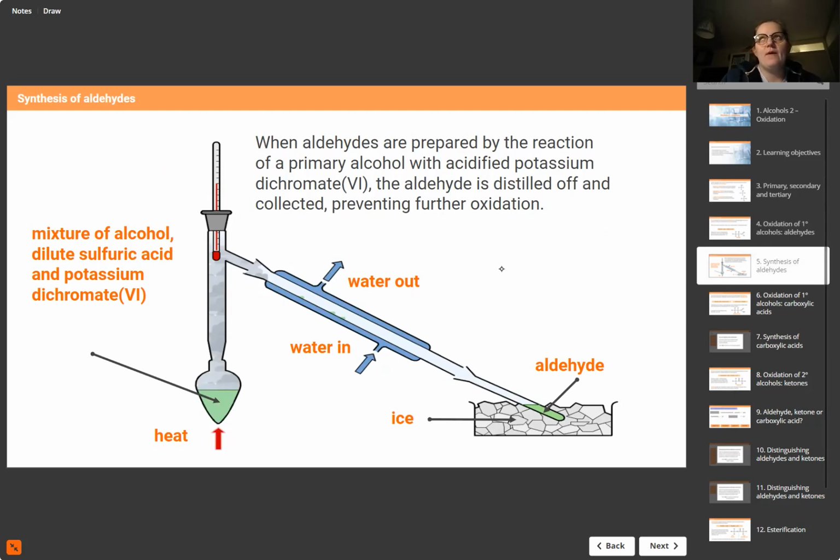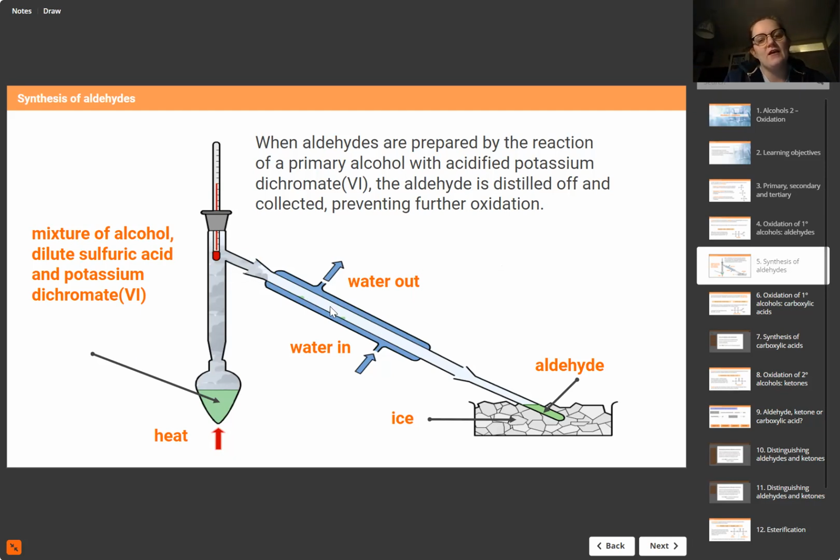What's going to happen is when we're preparing aldehydes by the reaction of a primary alcohol with acidified potassium dichromate, the aldehyde is distilled off and we collect it, and that's to prevent further oxidation. So we heat the mixture of alcohol, dilute sulfuric acid and potassium dichromate. As it heats, it's going to evaporate and go down the condensation tube.